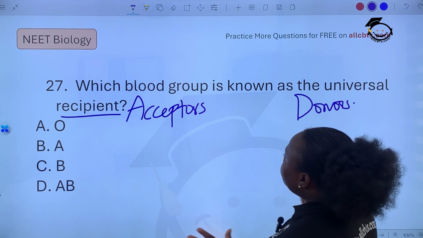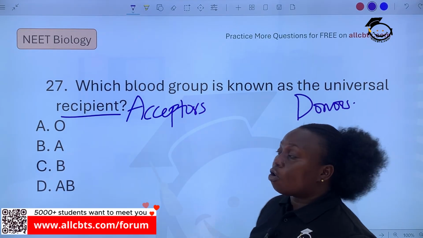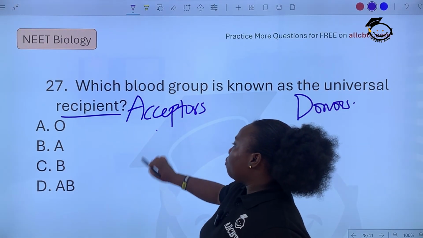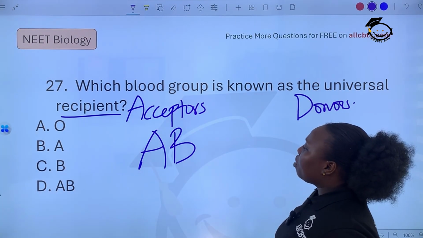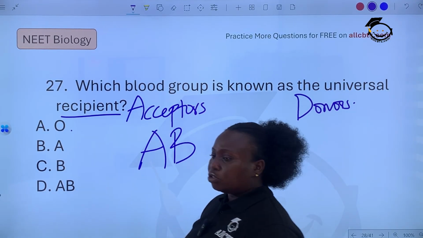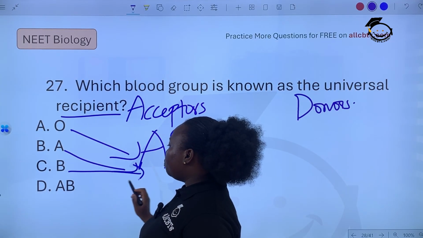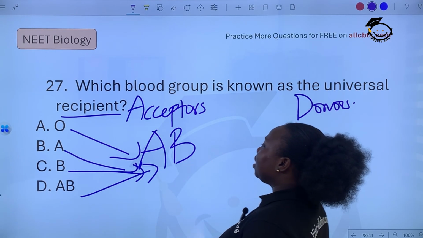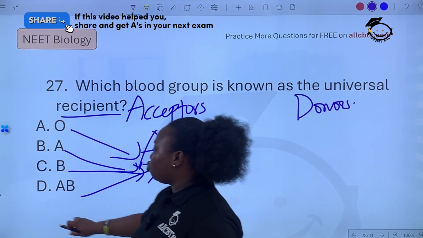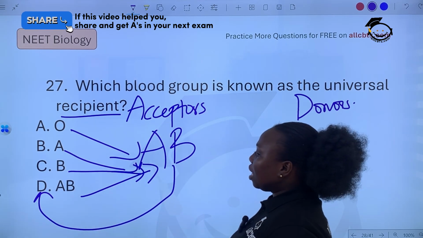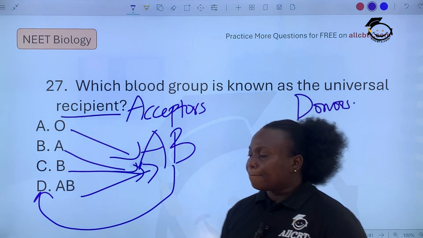Now, in this blood group, the ones known as the universal recipients or acceptors are the ones that have AB as their blood group. Why? Because O can give them blood, A can give them blood, B will give them blood, AB will also give them blood. They can accept from anybody, but they are stingy. Why? Because they only give back to AB alone. They cannot give back to B, they cannot give back to A, they cannot give back to O.